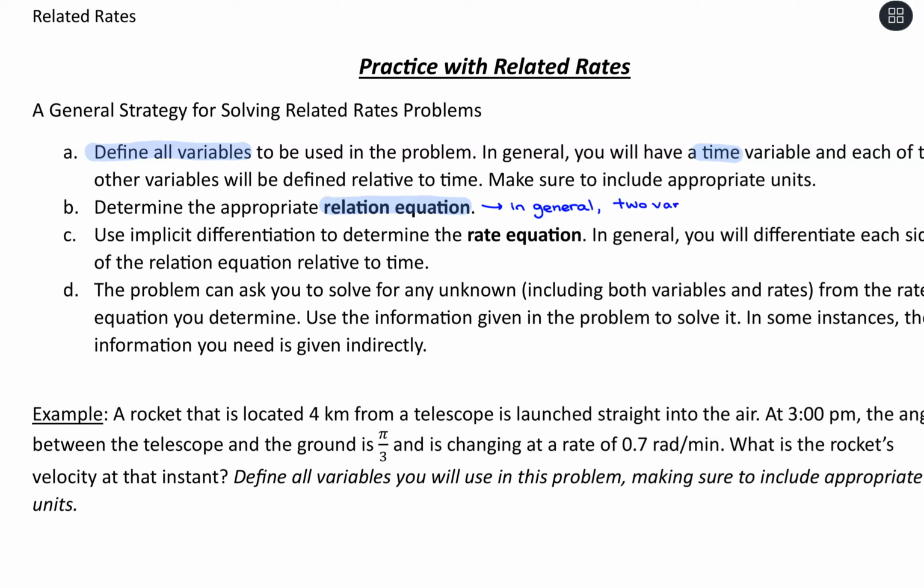And if we have more than two variables, we might want to look for how we can relate certain variables together and make substitutions. And we'll talk about that when we get to our final example that we look at. Then our next step will be to use implicit differentiation, and this will give us a rate equation. So often when we do this, we're looking at taking the derivative with respect to t of both sides, and then simplifying where we can.